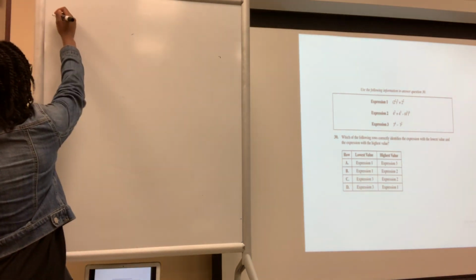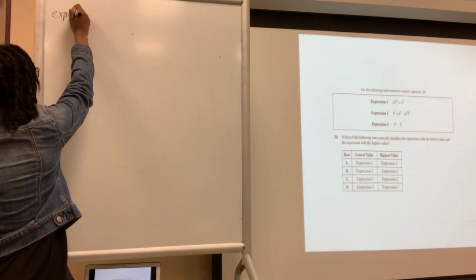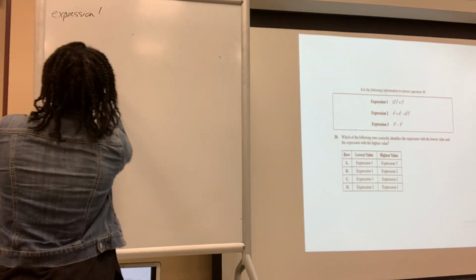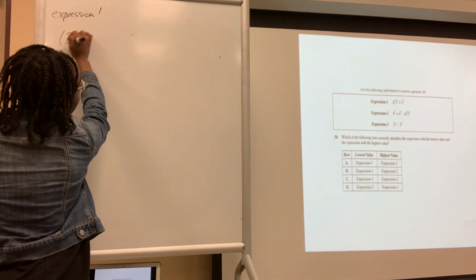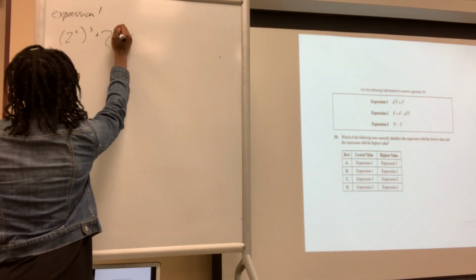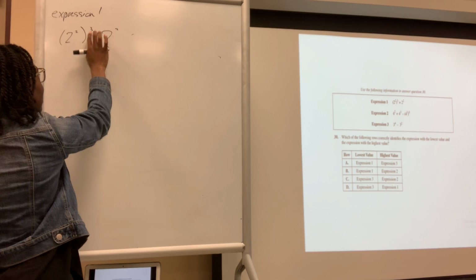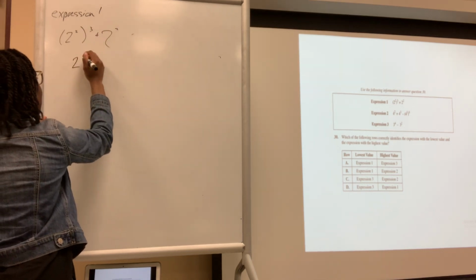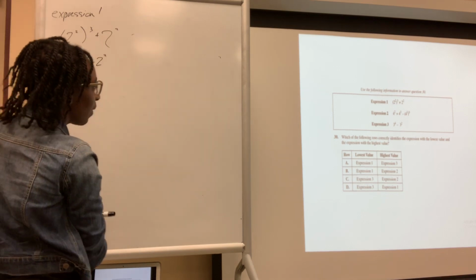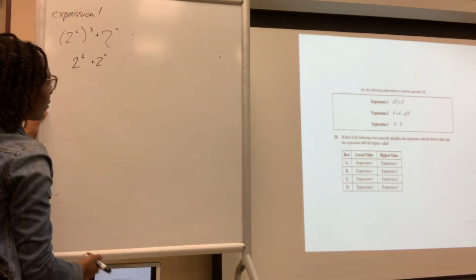So for expression 1, we multiply the exponents, 2 to the 6 plus 2 squared. Okay, that's the simplified version of expression 1.